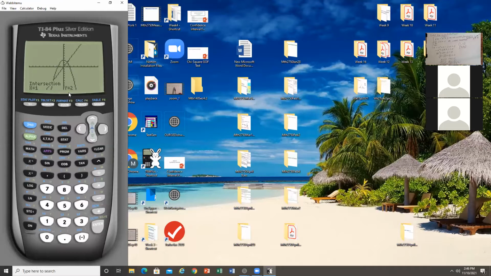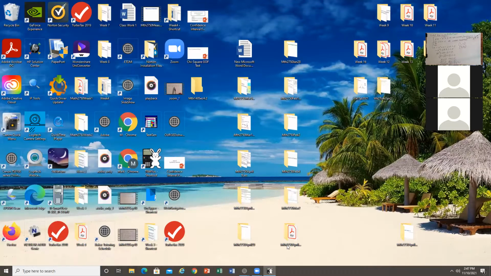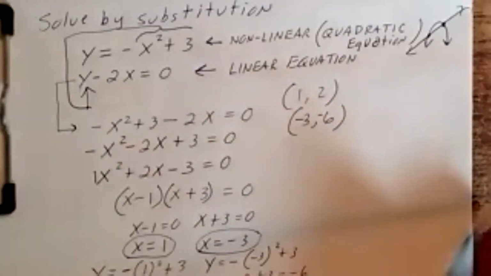Does everybody understand how we solve this system via graphing? Does this make sense, ladies and gentlemen? Any questions? I don't mind if you check your answers by using your graphing calculator. By all means, go ahead and do so. But on a quiz or exam, if I want you to solve the system by substitution, I would like you to demonstrate the work that I've demonstrated here, okay?